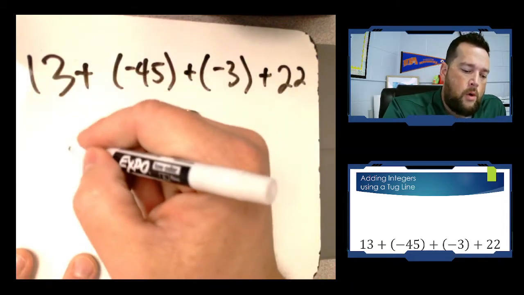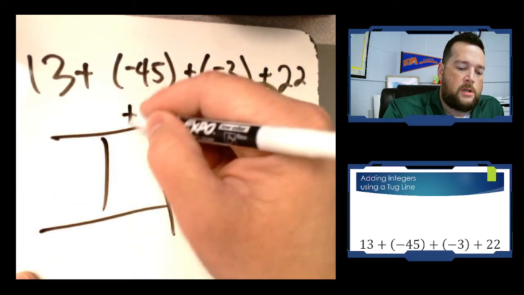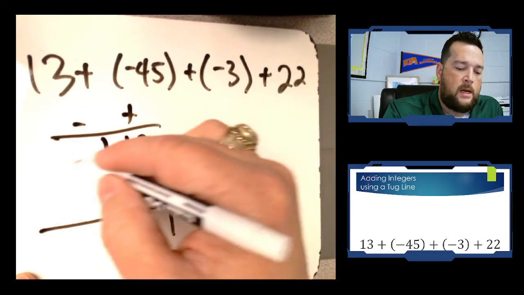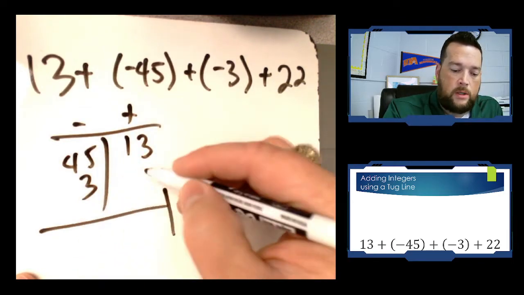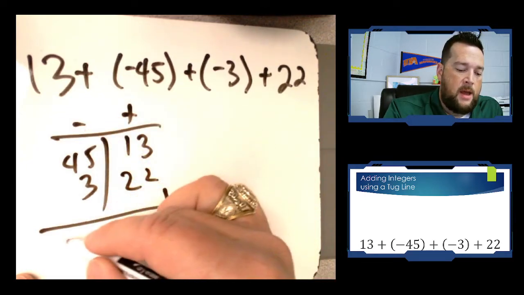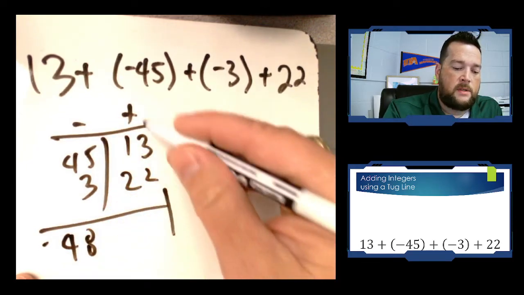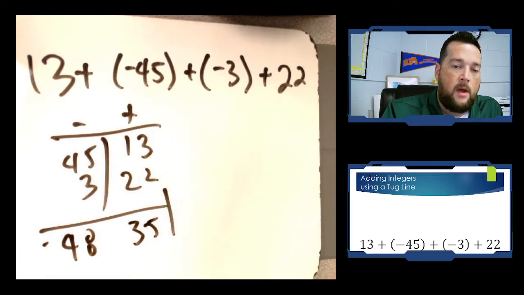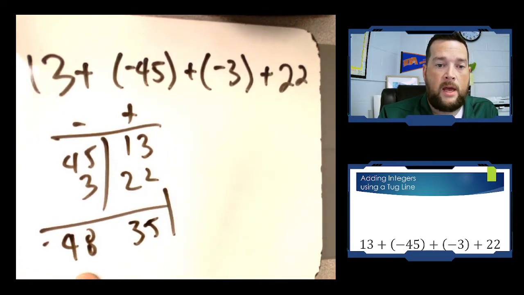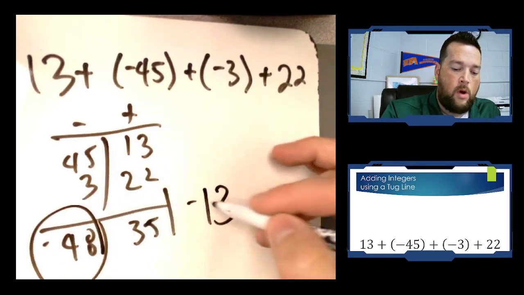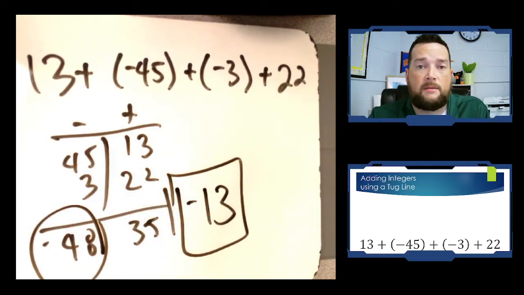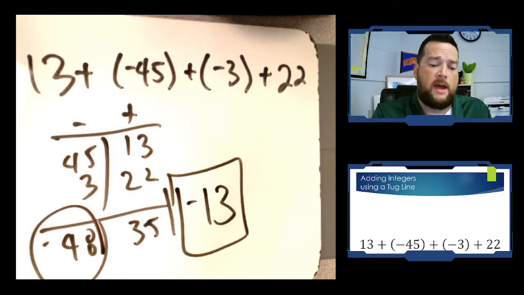All right, we're going to put these on a tug line just like this. We've got 13, 45 goes on the negative, 3 goes on the negative, 22 goes on the positive. Team negatives total is 48 negatives. Team positive is 35 positives. Is there a war? Yes. 48 minus 35 is 13, and the negative side won the war, so the answer is negative 13. And you can do that really fast, all right?